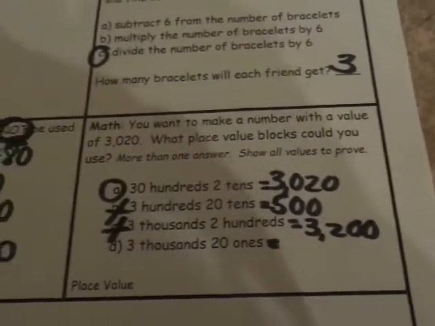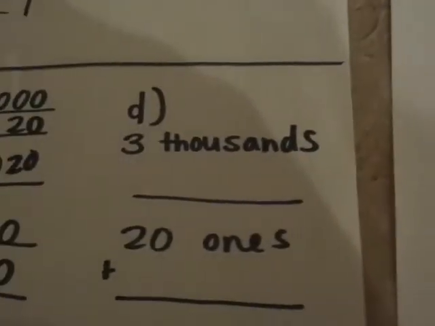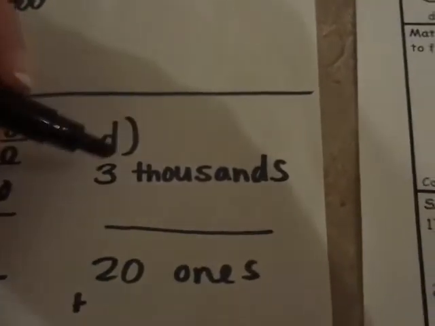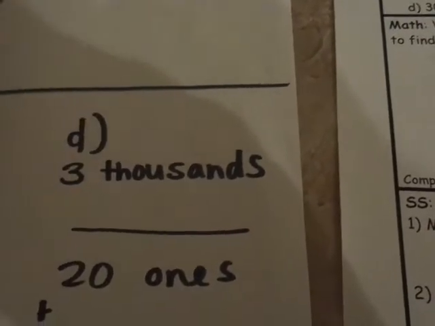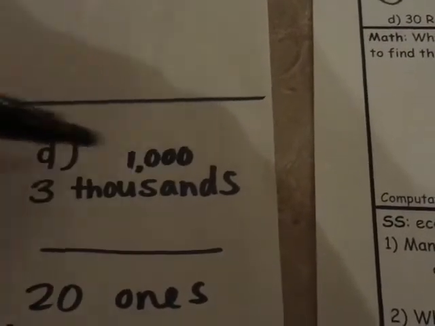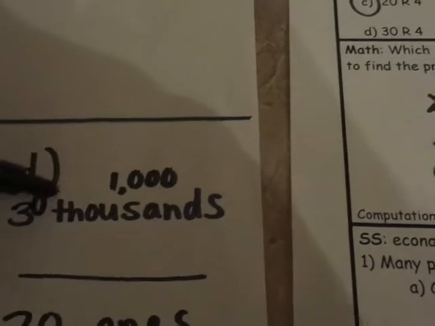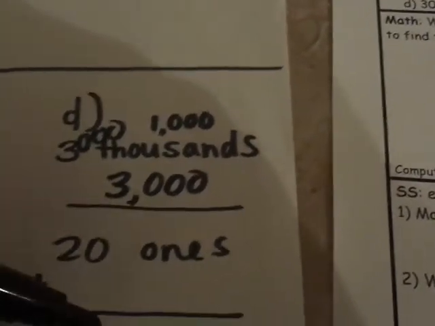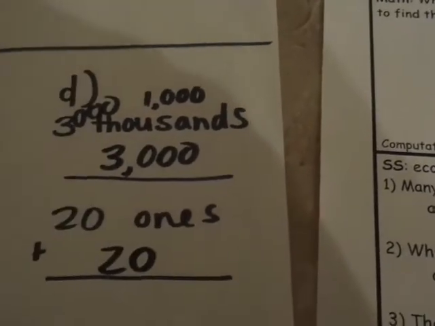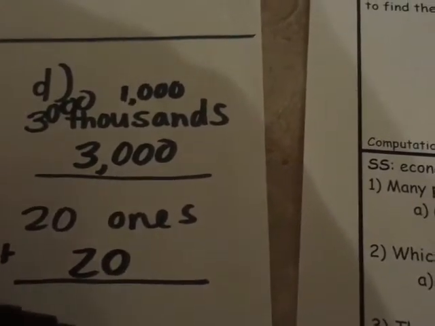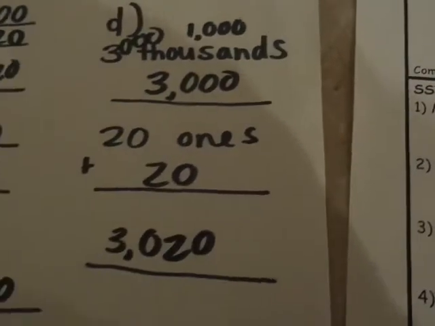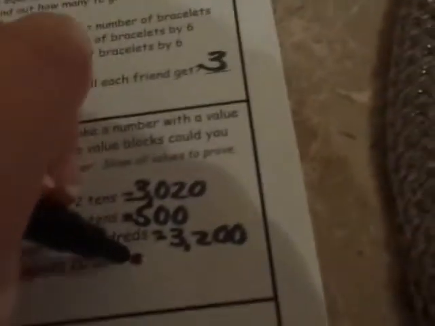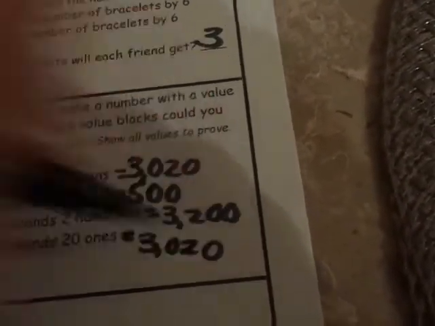Let's look at our last one. 3,000s plus 21s. Remember the trick. How many zeros am I going to put for thousands? 3. 1, 2, 3. That equals 3,000. 21 $1 bills. That's 20. 3,000 plus 20 is 3,020. So D is another possible answer.